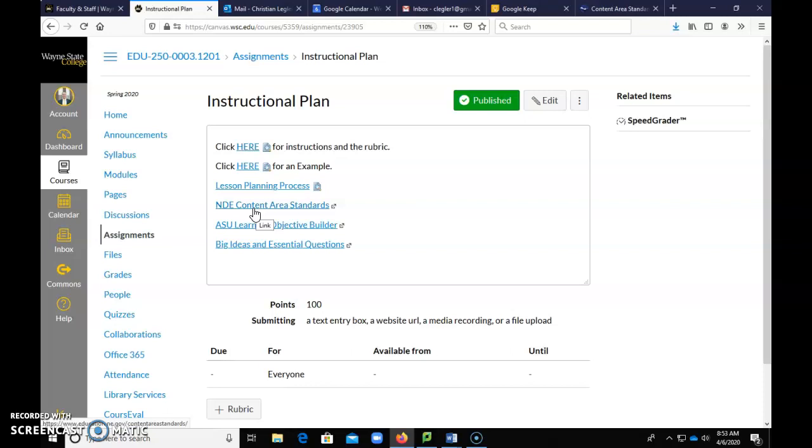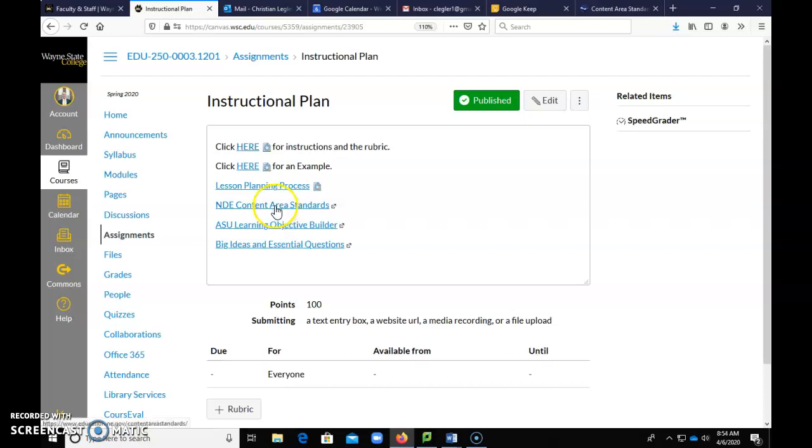You'll see the first thing that you really need to do is figure out what you want your lesson to be on. So think about your endorsement area. Let's say it's elementary social studies. You want to do an elementary social studies lesson on the American Revolution. So you'll go to this NDE content area standards and find the social studies, and then look for the grade level and try to find a standard or standards that relate to the topic that you chose, like the American Revolution.